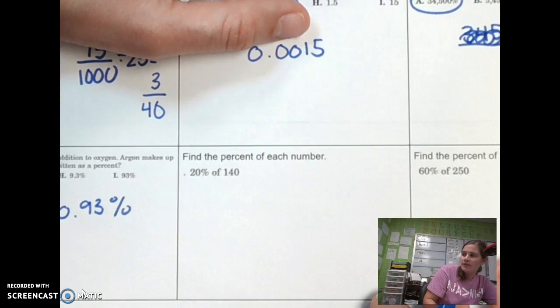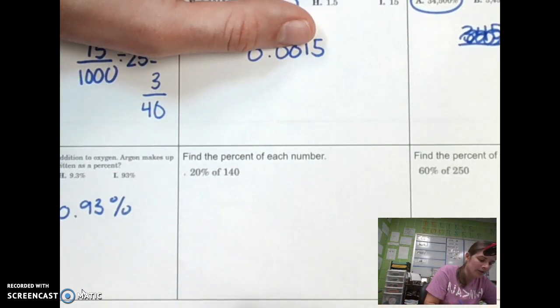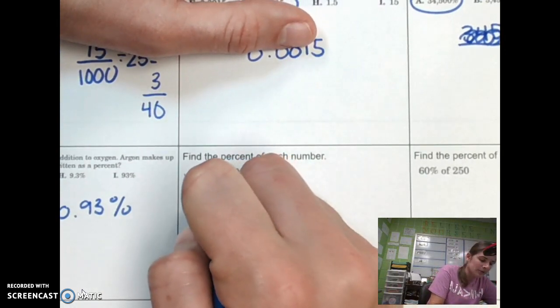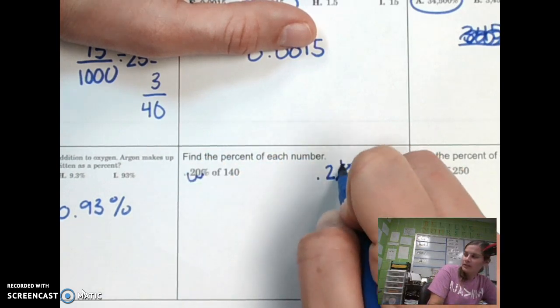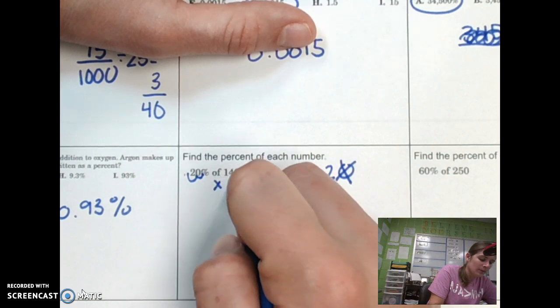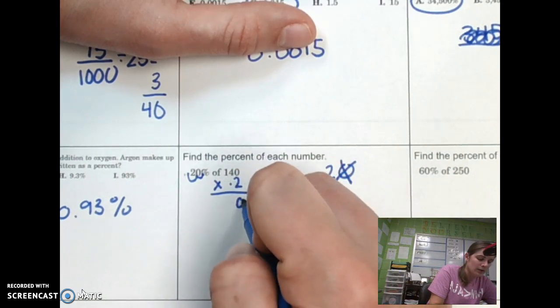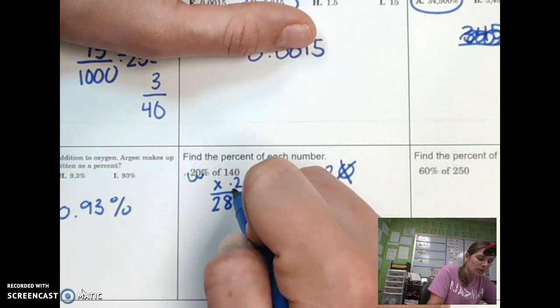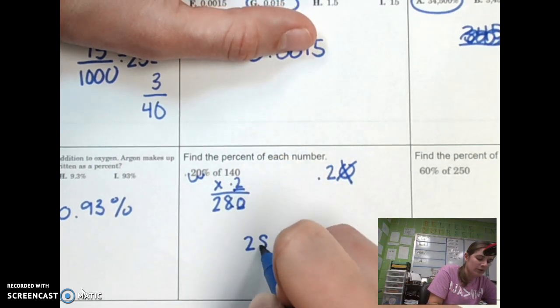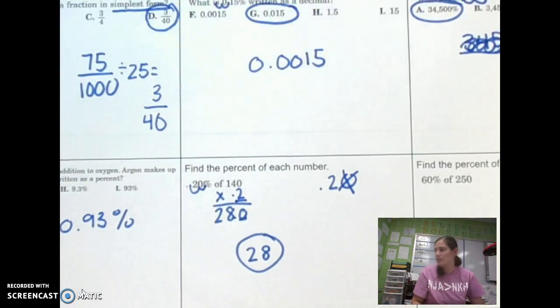We're going to find the percent of each number. So we have 20% of 140. We'll make this into a decimal. So it's 0.20. We're just going to take that 0 off. We're going to multiply by 0.2. 0, 8, 2, 1 decimal place, so our answer is 28. And if you notice right here, there's not a multiple choice section, just like your test, there won't be a multiple choice section.